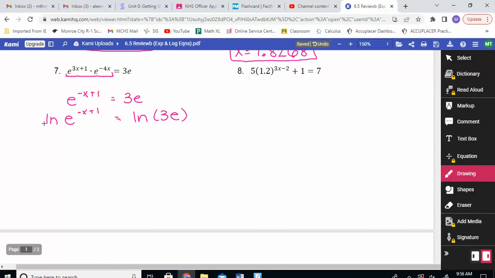On the left, what happens when you have a natural log and an e? Cancels. Negative x plus 1. You cannot cancel the natural log and the e on the right because of the 3, so we just keep it. So then we can subtract the 1. And divide everything by negative 1.